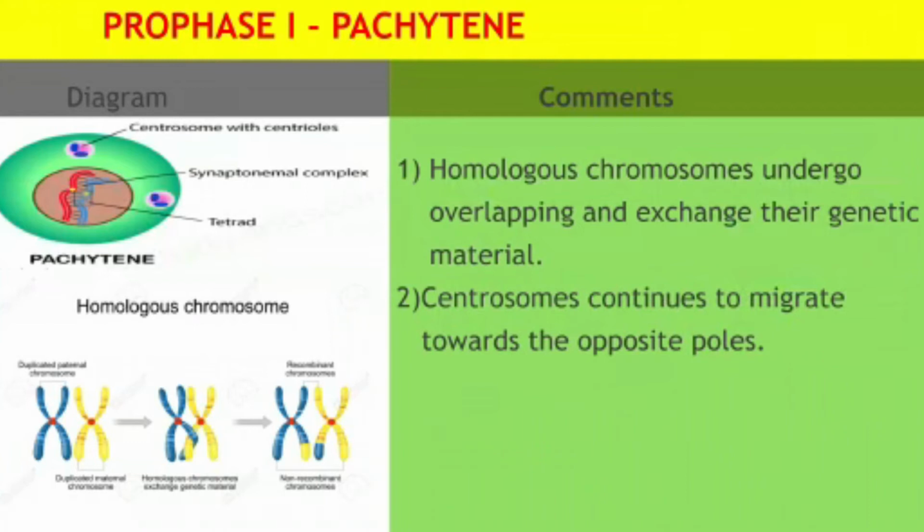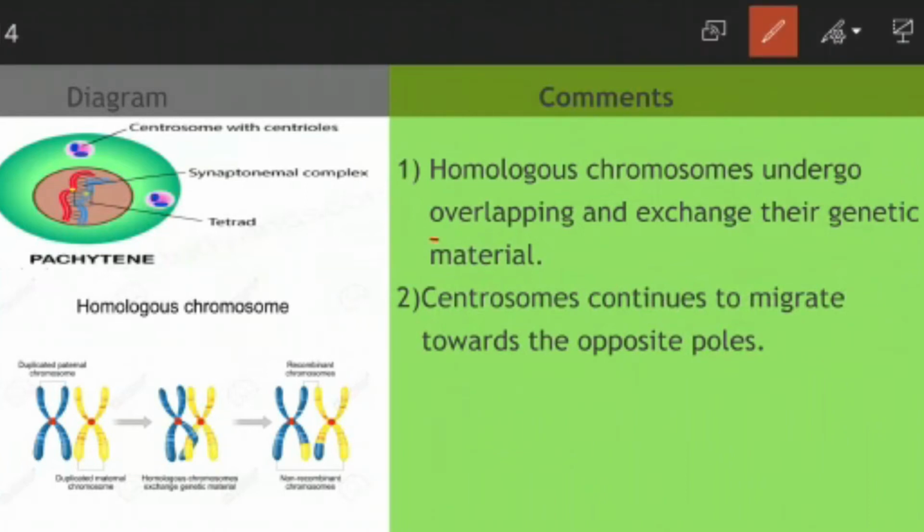Now coming to pachytene. Pachytene is the most important step because two things take place here. First, the chromosomes undergo crossing over, or overlapping, and second, there is an exchange of genetic material. So pachytene is the most important step.